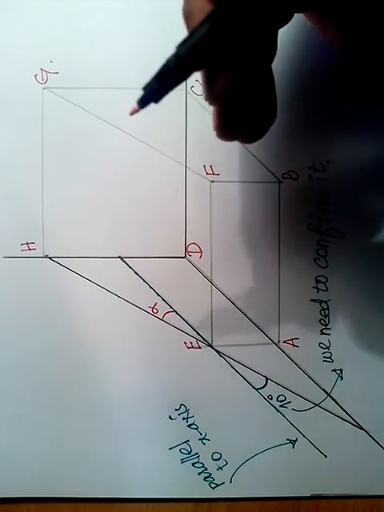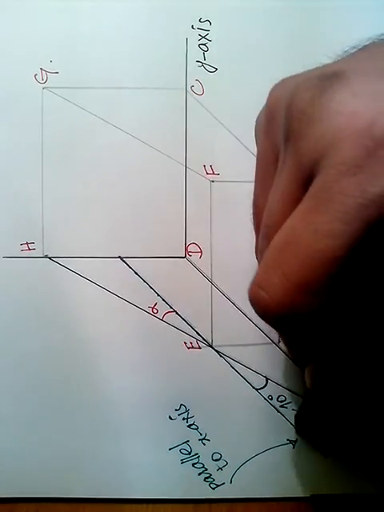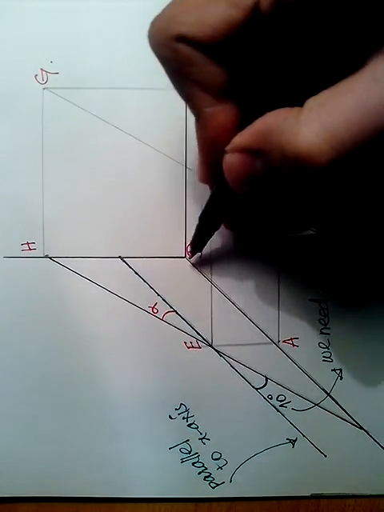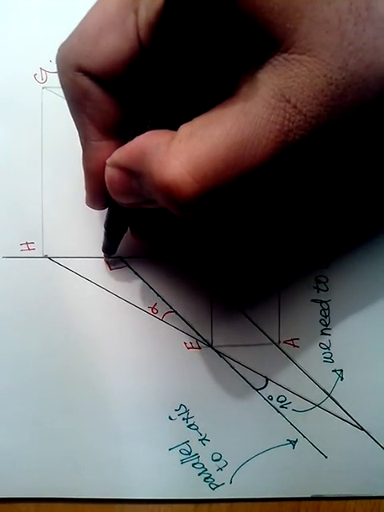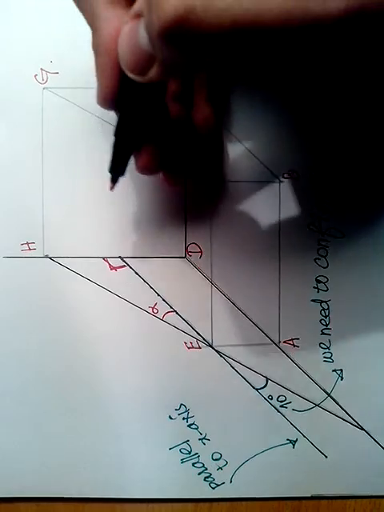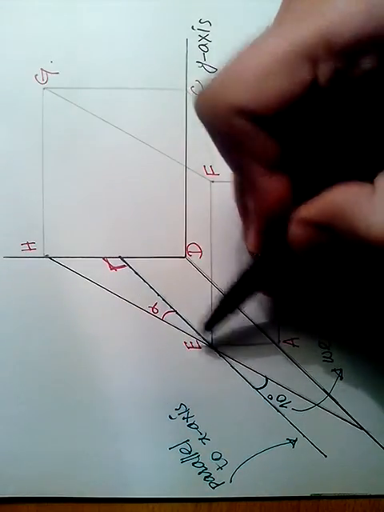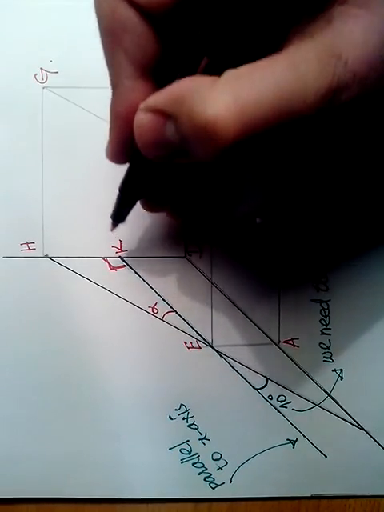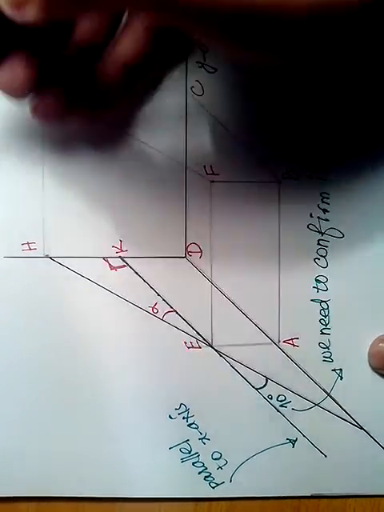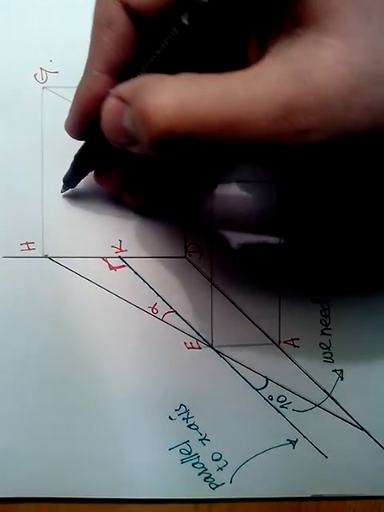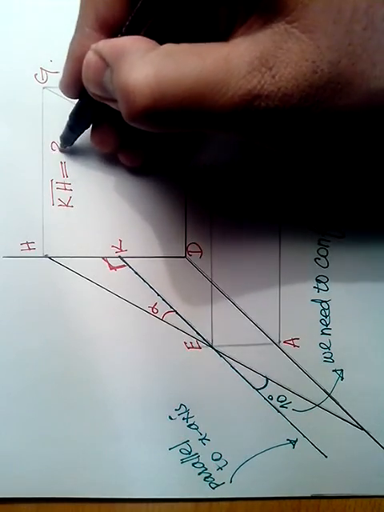For this reason, we need to find this angle. Look, since this line is parallel to the x-axis, it means we have 90 degrees here. So this is a right angle triangle. This is E, we call this point K, and this is point H. We don't know this height KH, so I'm going to write KH here. We need to find it.